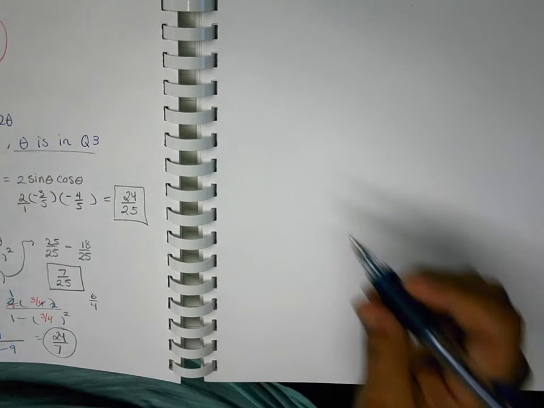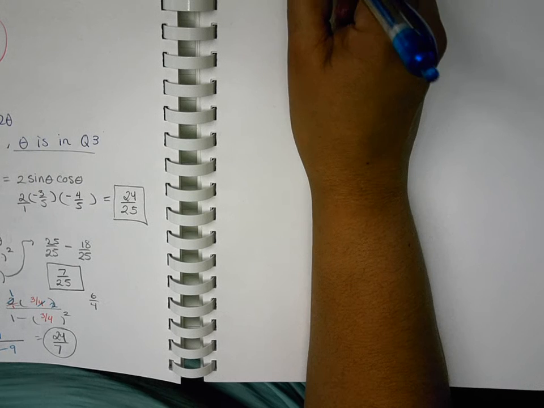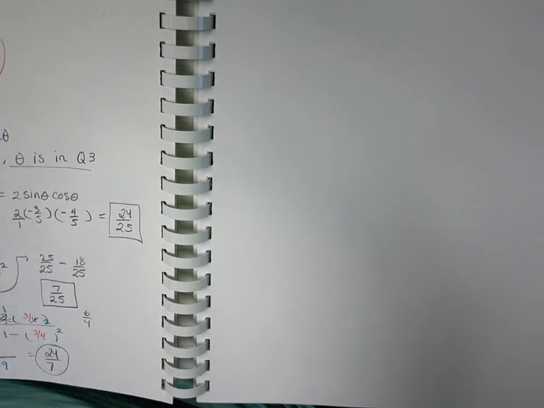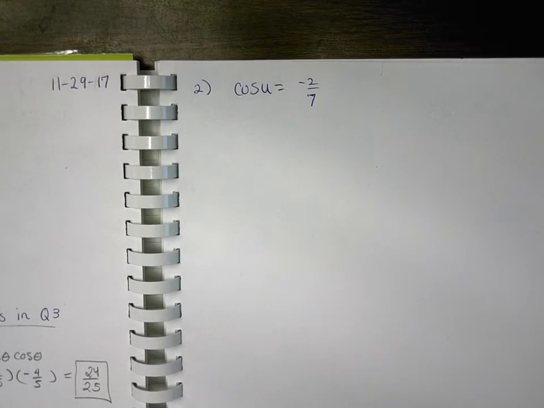Right. Okay. Number 2. Cosine of u equals negative 2/7. Yeah. Thank you. Cosine of u is negative 2/7. You don't like u?